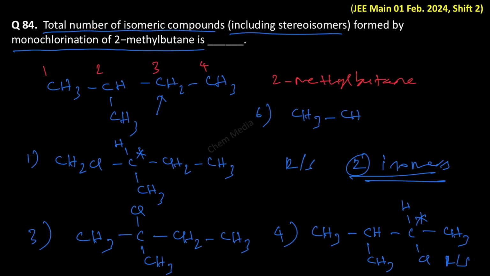And then number 6, CH3, CH, CH3, CH2, CH2Cl. This is just a structural isomer. What we have is 1-chloro-3-methylbutane. So the correct answer is 6.